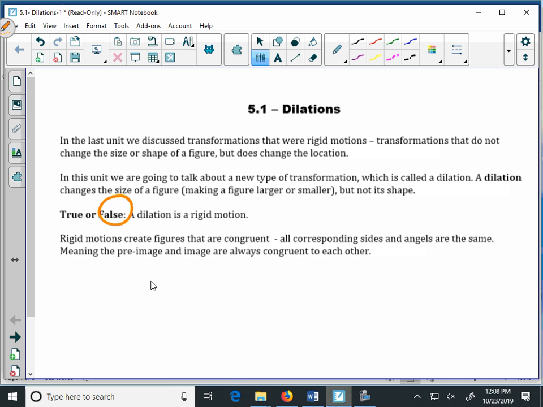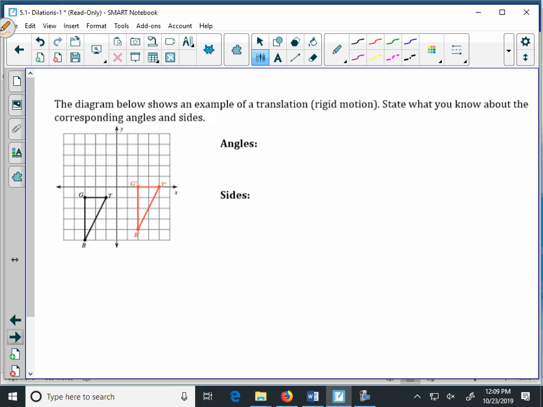Rigid motions create figures that are congruent, meaning all the corresponding sides and angles are the same. Also meaning that the pre-image and image are always congruent to each other. So whenever you do a translation, a reflection, or a rotation, the original figure is always congruent to the new figure. Okay? So knowing this, a translation was done below, which again is a rigid motion.